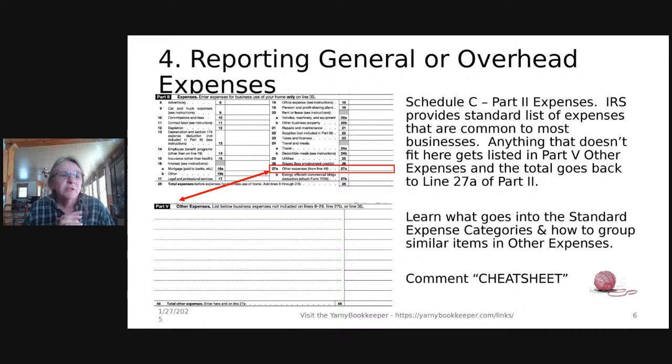Some of us will have expenses that do fit in these categories, and then everything else gets listed in Part 5, other expenses, and then the total from there is brought over to line 27A in Part 2. So do yourself a favor and don't let that negative thought of, I don't know how to categorize my expenses, stop you, and learn about what kind of expenses go into these standard categories, and then how to group similar expenses and report them in that other expenses section.